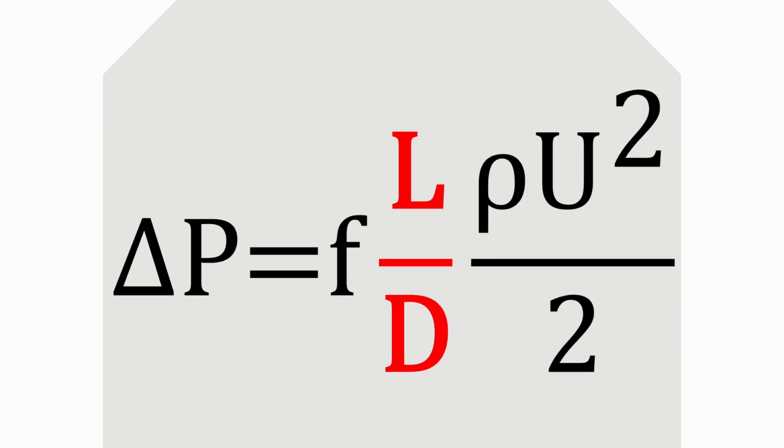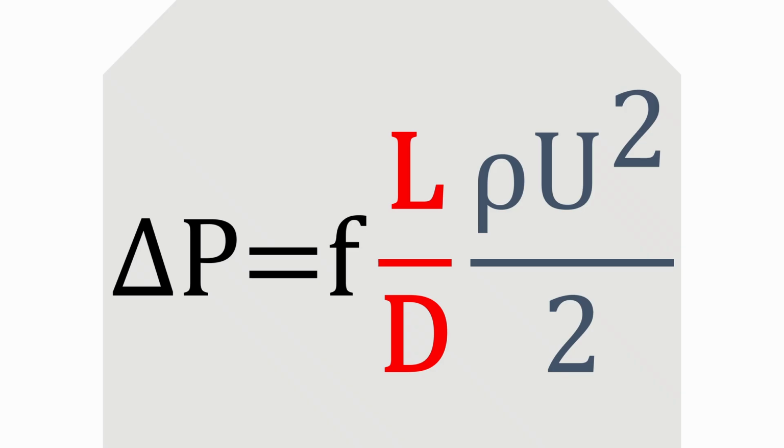First, the geometry. How long is the pipe and how wide is it? That's L over D. Simple. Second, the flow's energy. How dense is the fluid and how fast is it moving? This term, rho u squared over 2, represents the kinetic energy of the flow.